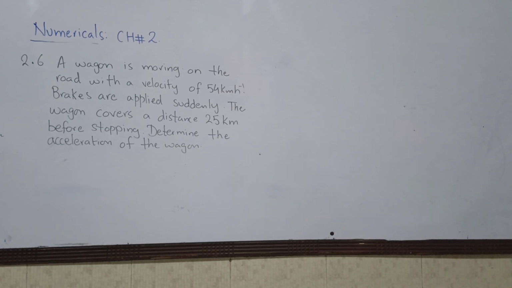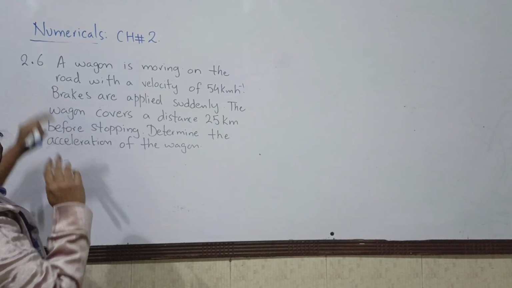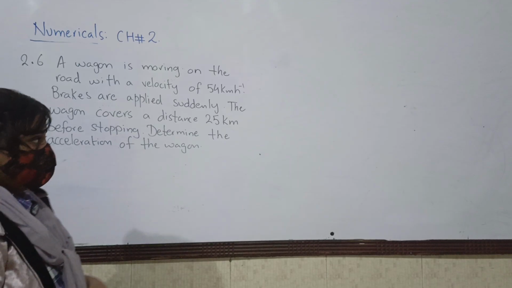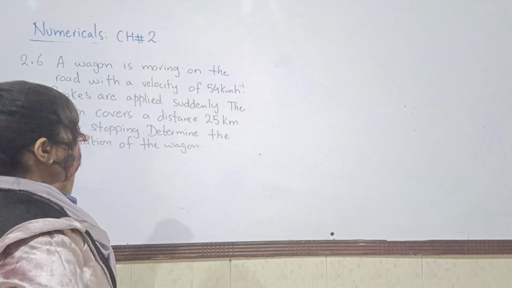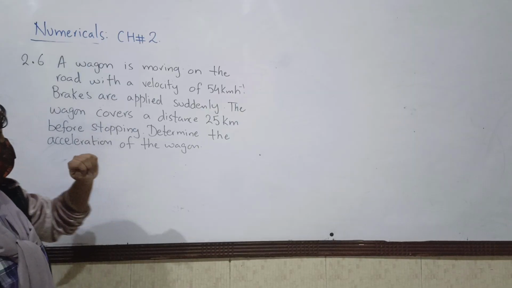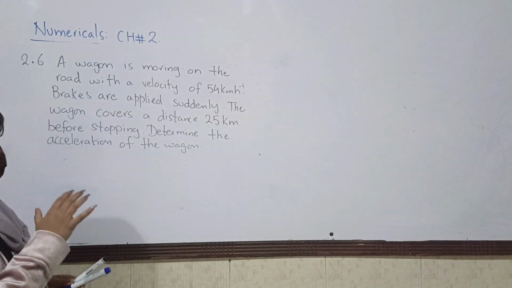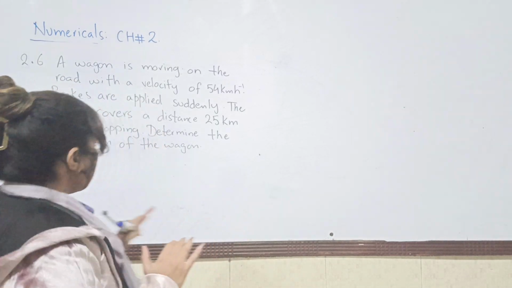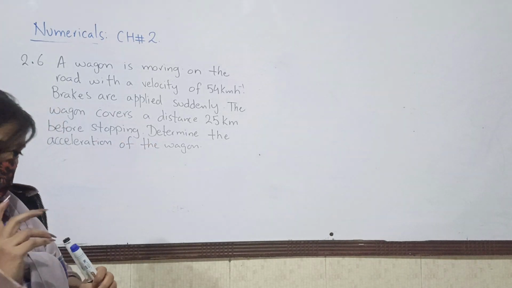Now students, this is the next question. These are values of smart syllabus. So 2.6, a wagon is moving on a road with a velocity of 54 km per hour. एक गाड़ी है, वैगन है जो कि 54 km पर आवर की स्पीड से, वेलोसिटी से मूव कर रही है और अचानक से क्या होता है, brakes are applied suddenly. Then the wagon covers a distance of 25 km before stopping. Determine the acceleration of the wagon. We have to find the acceleration.